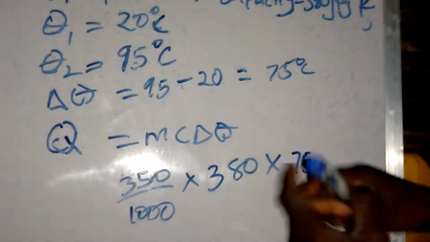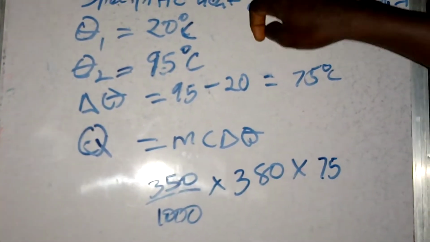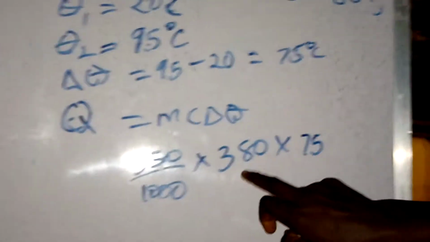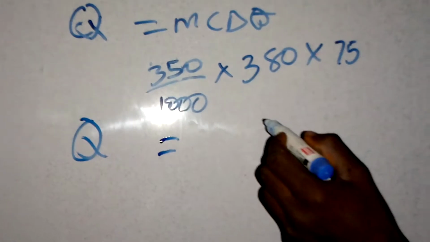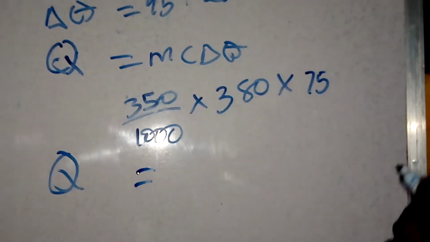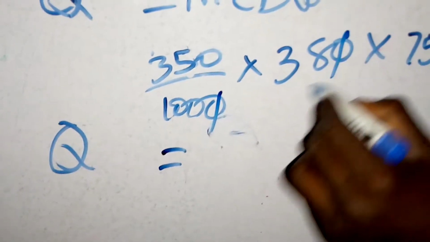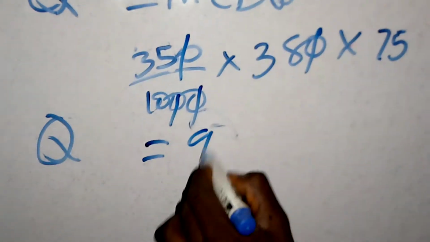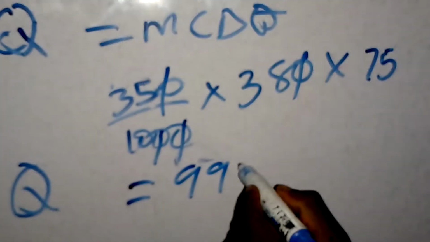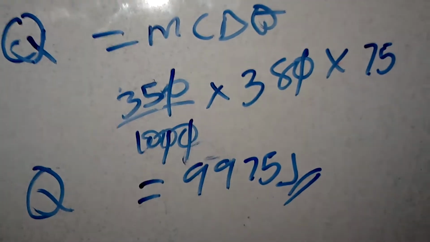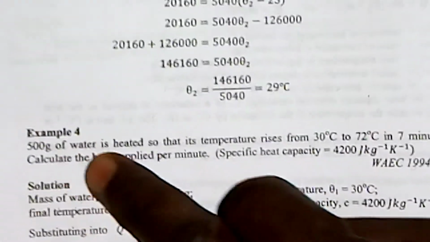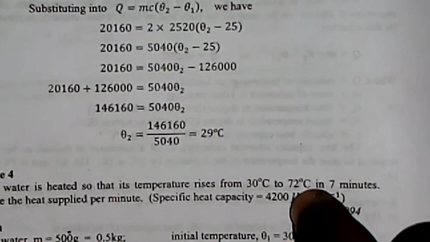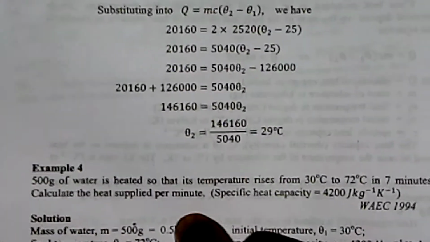The mass is in gram here, but we want to turn it to kilogram, so we divide it by 1000, times the specific heat capacity, times the change in temperature. When we multiply everything, we arrive at 9975 joules. Final answer. Now the second question: 500 gram of water is heated so that its temperature rises from 30 degrees Celsius to 72 degrees Celsius in 7 minutes. Calculate the heat supplied per minute.